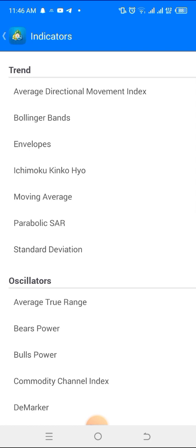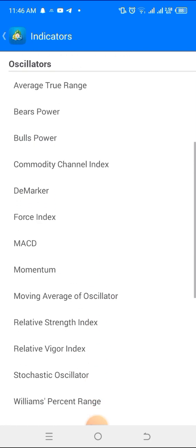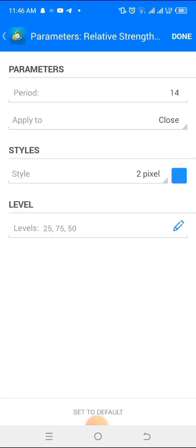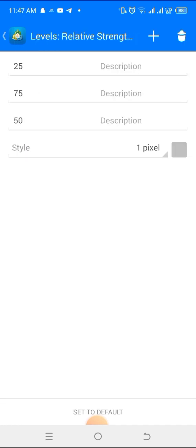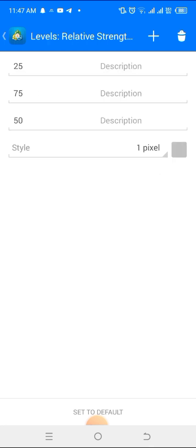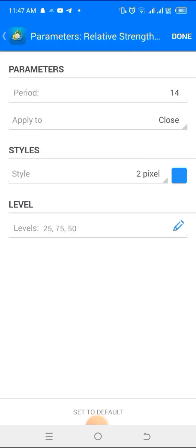All right, so we're going to add a third indicator, and the third indicator is a relative strength index. So pay close attention. We're going to go to the levels, and we're going to change the levels to 25, 75, and we're going to add the third one, which is going to be 50. The style is 2 pixel, the color should be anything, and apply to close.